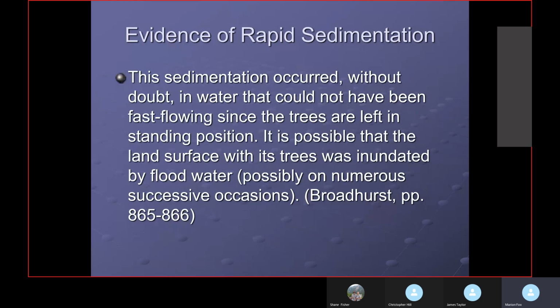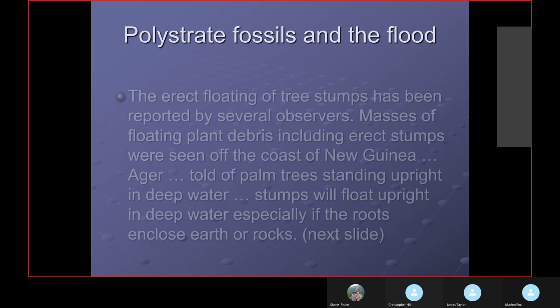This sedimentation occurred without doubt in water that could not have been fast flowing, since the trees are left in standing position. It's possible that the land surface where the trees were inundated by floodwater, possibly on numerous successive occasions. And again, my flood model has a tidal flood occurring with water flowing back and forth.